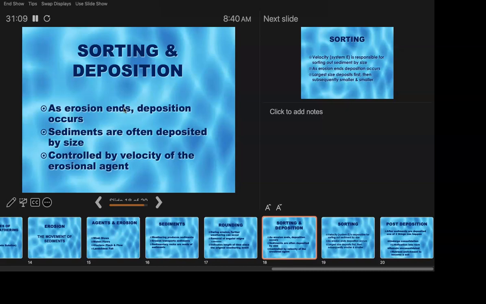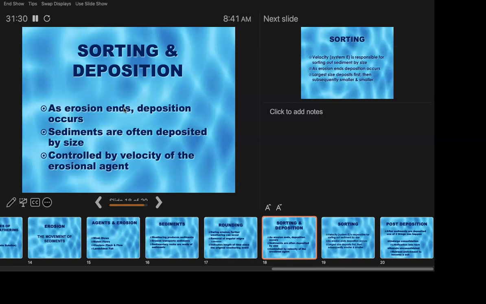All right, moving on to deposition. Putting the stuff down. As erosion ends, deposition occurs, or deposition begins, right? Oftentimes, we see that sediments are deposited by size, and there's a really great reason for this.